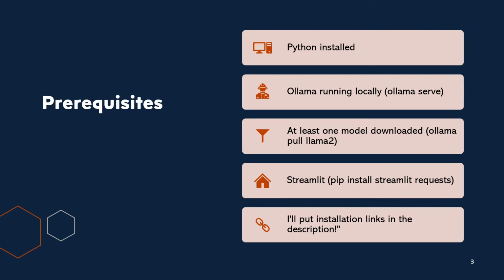Before we start, make sure that you have Python installed on your machine. Ollama should be running locally. You can check using the command ollama serve, which will start the Ollama server. At least one model should be downloaded from Ollama. And you should have Streamlit and Requests libraries installed on your system. If not, you can use the command pip install streamlit requests.